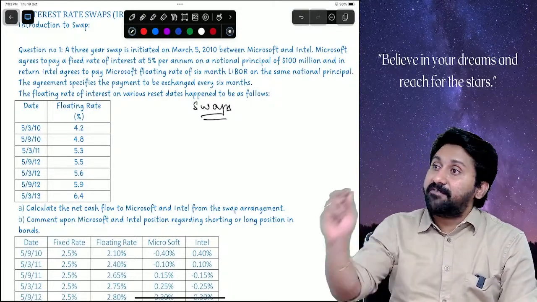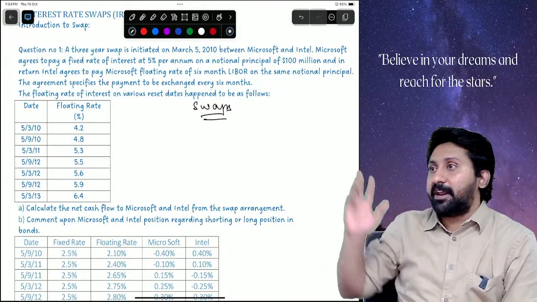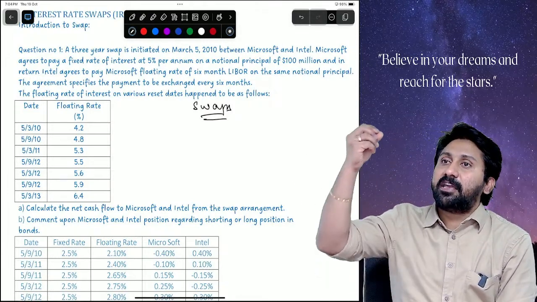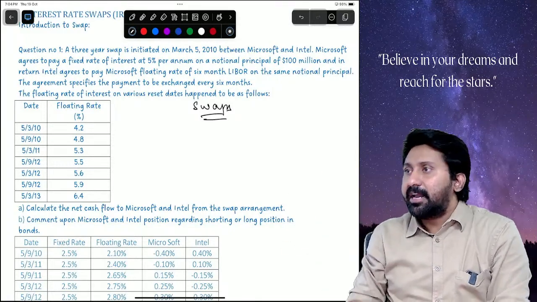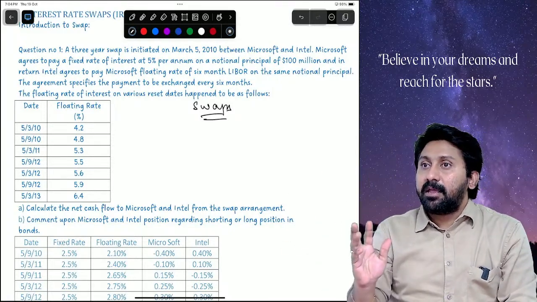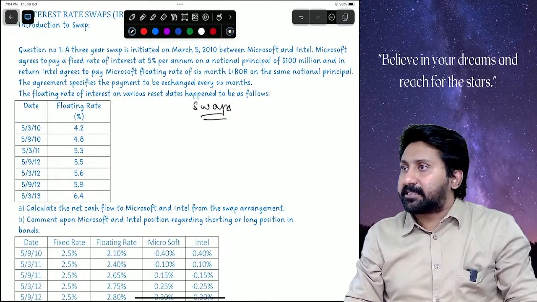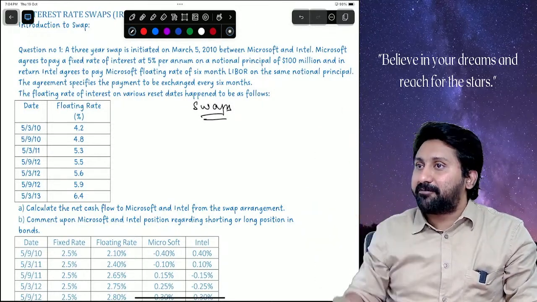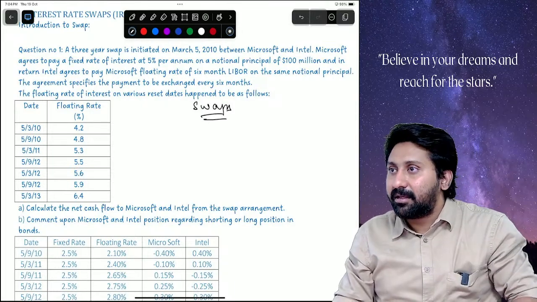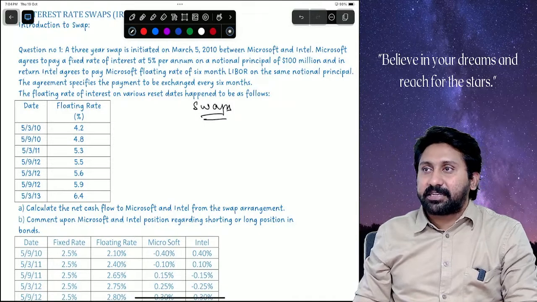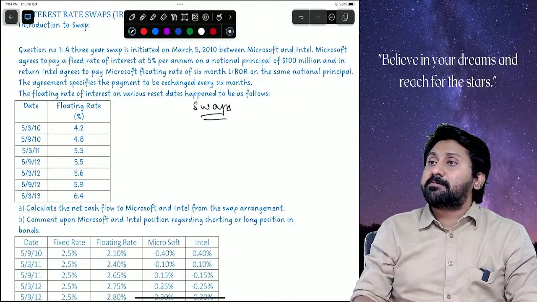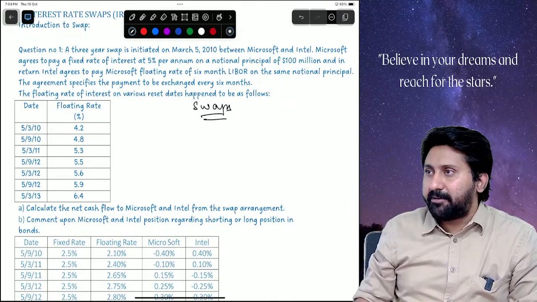Second, suppose I invested. The company invested in the bonds of another company, or it invested in a loan. Somewhere it has given its money. It invested in the bonds of another company, and they are giving me a fixed rate of 8%. The market rate went to 8.5. How will I feel? Everyone in the market is getting 8.5, but I am getting only 8. Then the company will want that 8.5.